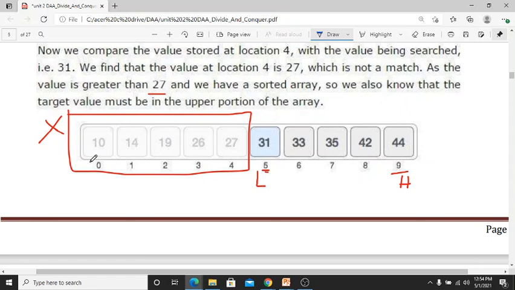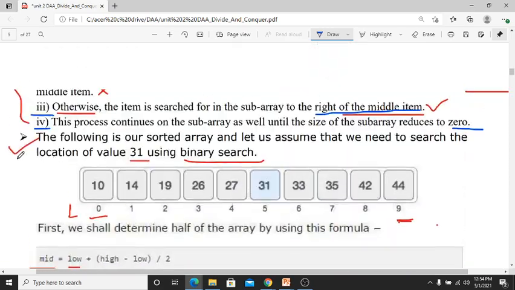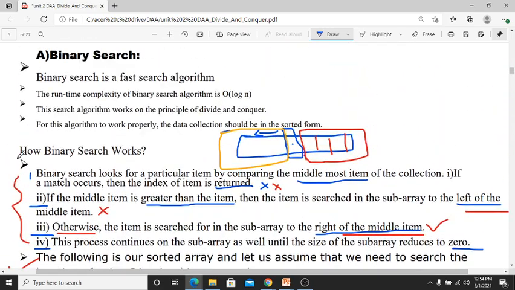search algorithm. Okay, there are other search algorithms also, like linear search, selection search, sequential search. That is the time taken. Binary search is a fast search algorithm. Okay, this is about binary search.